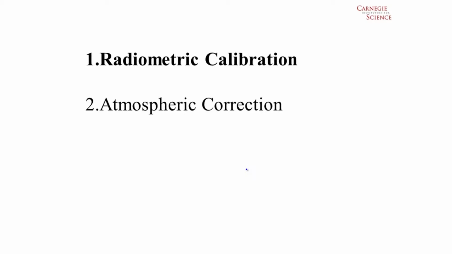The first step is radiometric calibration. In this step, we convert the data recorded for each pixel into units that we can use quantitatively. These data represent the intensity of solar energy reflected from the land surface and the atmosphere before reaching the sensor.